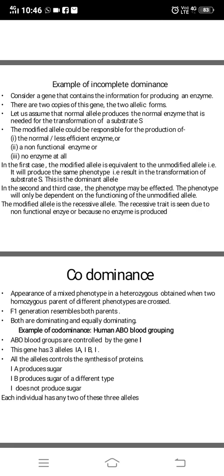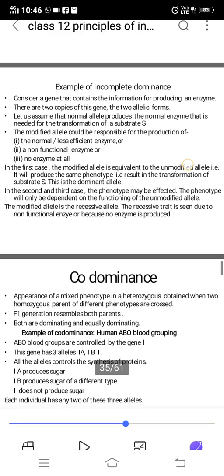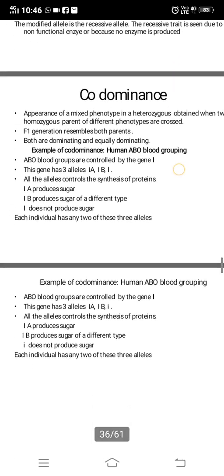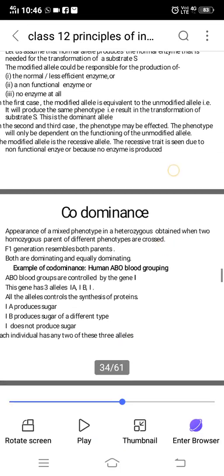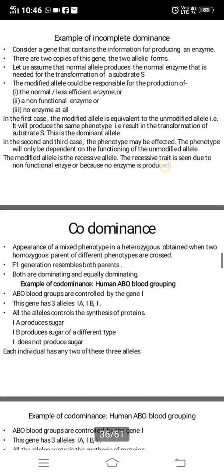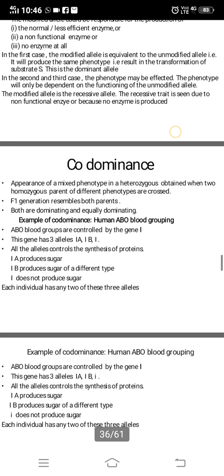It will not help in the production of the enzyme that helps in the transformation of substrate. So that is the example of incomplete dominance. Now coming to codominance, another topic. Here, in incomplete dominance, you had seen there is an intermediate phenotype occurring.